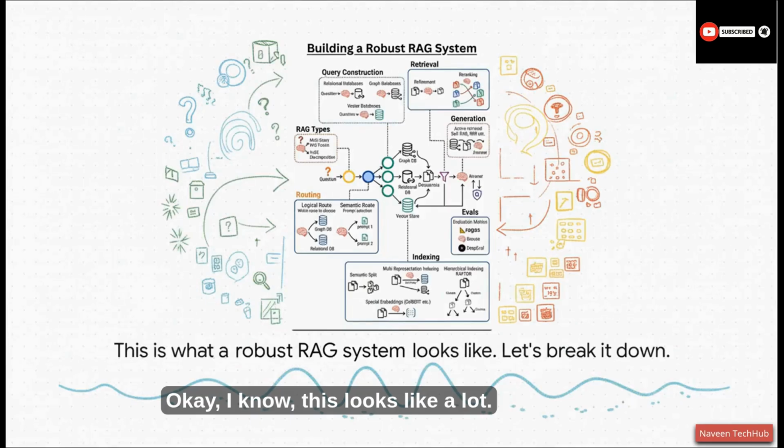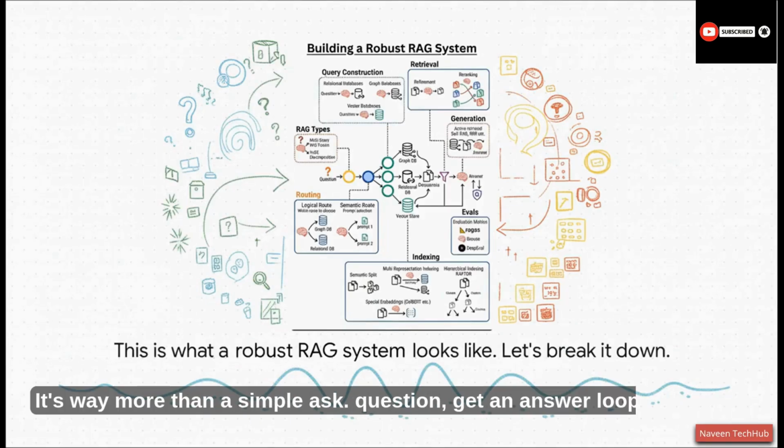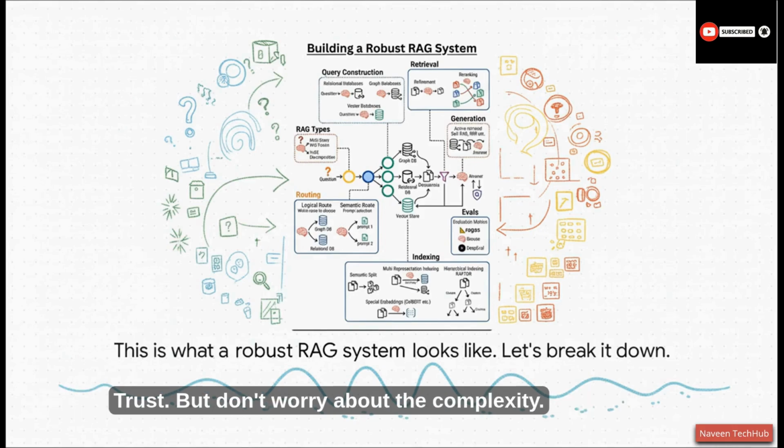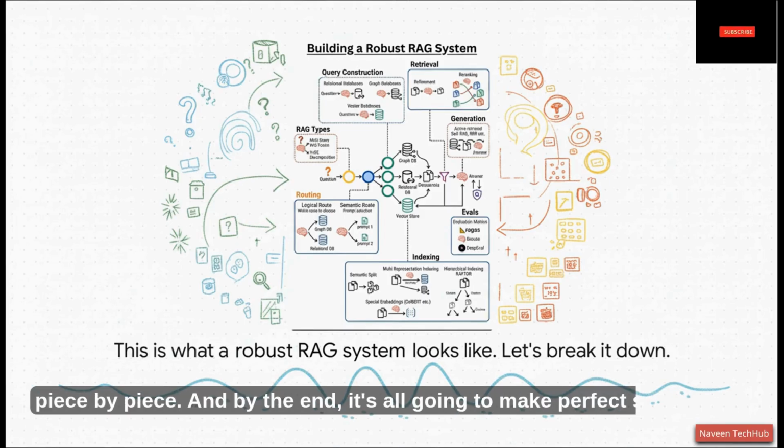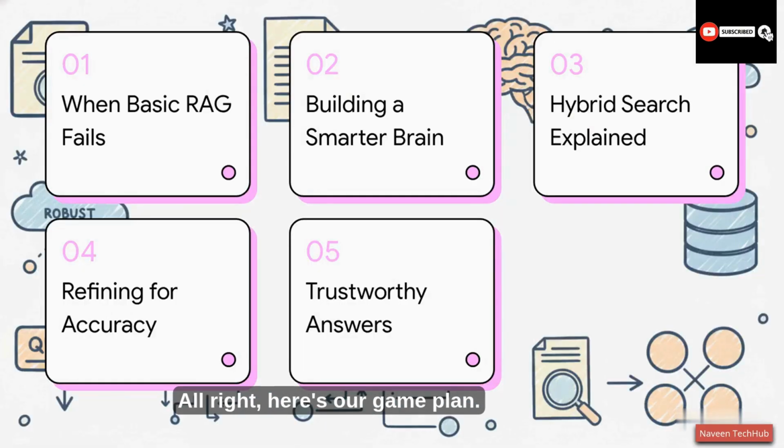Okay, I know, this looks like a lot. It's way more than a simple ask a question, get an answer loop. This is the blueprint for a system that's built for one thing: trust. But don't worry about the complexity. Think of this diagram as our roadmap. We're going to walk through this entire thing together, piece by piece, and by the end, it's all going to make perfect sense.